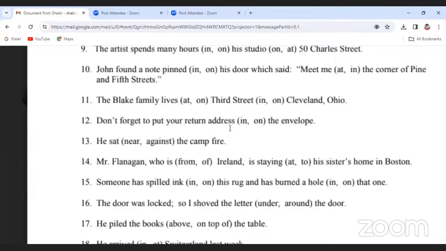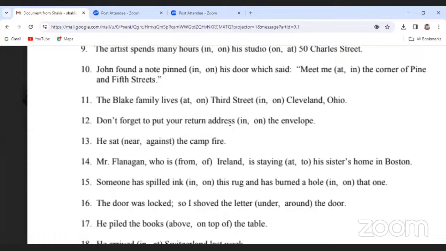Number 16. The door was locked, so I shoved the letter dash the door. So I shoved the letter under the door. Under is the absolutely correct answer. Okay.